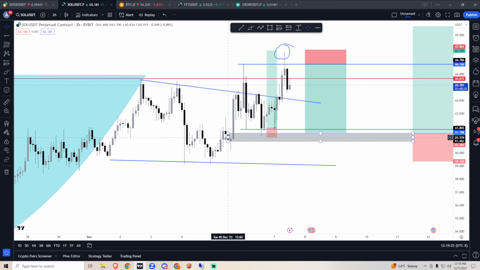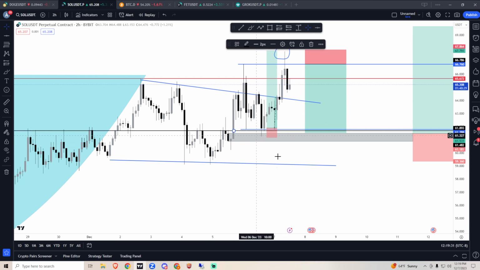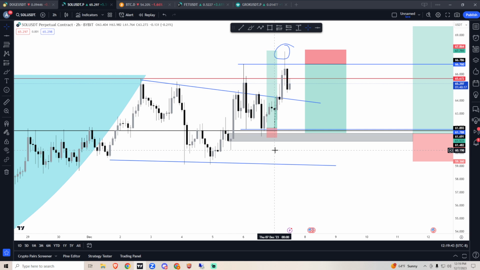Order blocks is another confluence that I use. Okay, here was the SR, right? It was resistance. We broke out. SR would have been my first entry, right? And then you could have DCA'd to the order block, right?